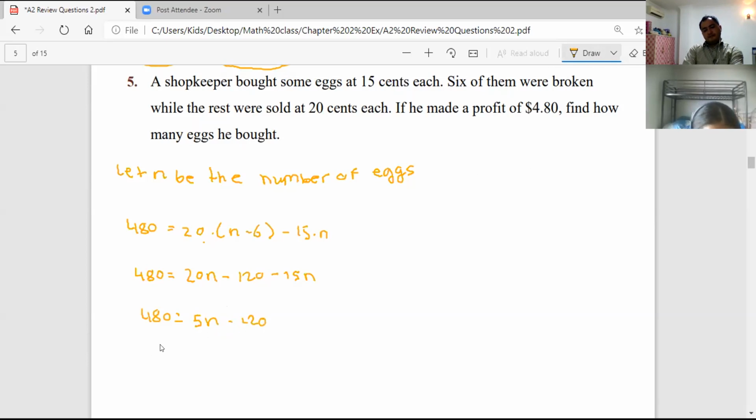Okay, 120. I'm going to bring it to that side. So that's 5n, negative 5n equals... No, Shahina, why don't you just take this 120 to the left-hand side?